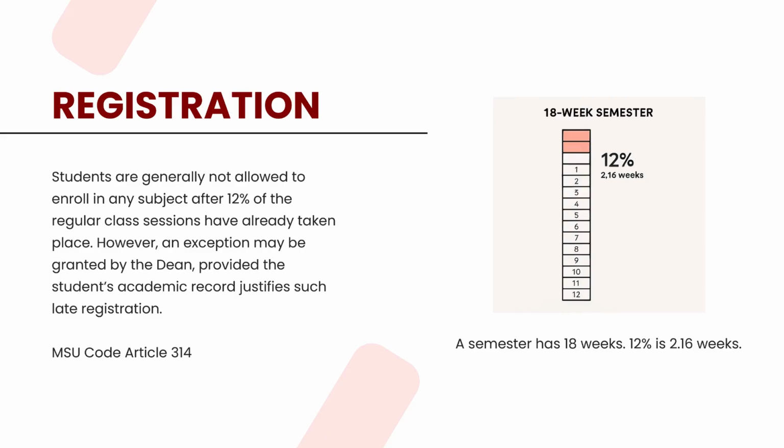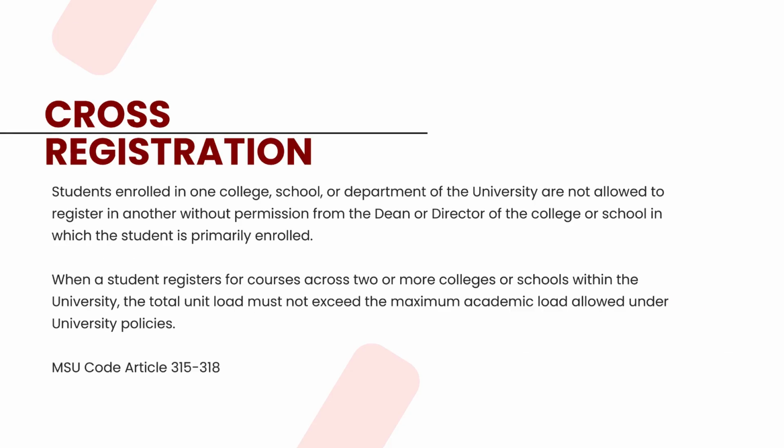Now, regarding registration, MSU-IIT operates on an 18-week semester schedule. Under Article 314 of the MSU Code, you are not allowed to enroll in a subject after 12% of regular class sessions have already taken place. 12% equates to about 2.16 weeks of classes. Exceptions require explicit approval from the dean and a strong academic justification, so please complete your enrollment on time during regular registration periods.